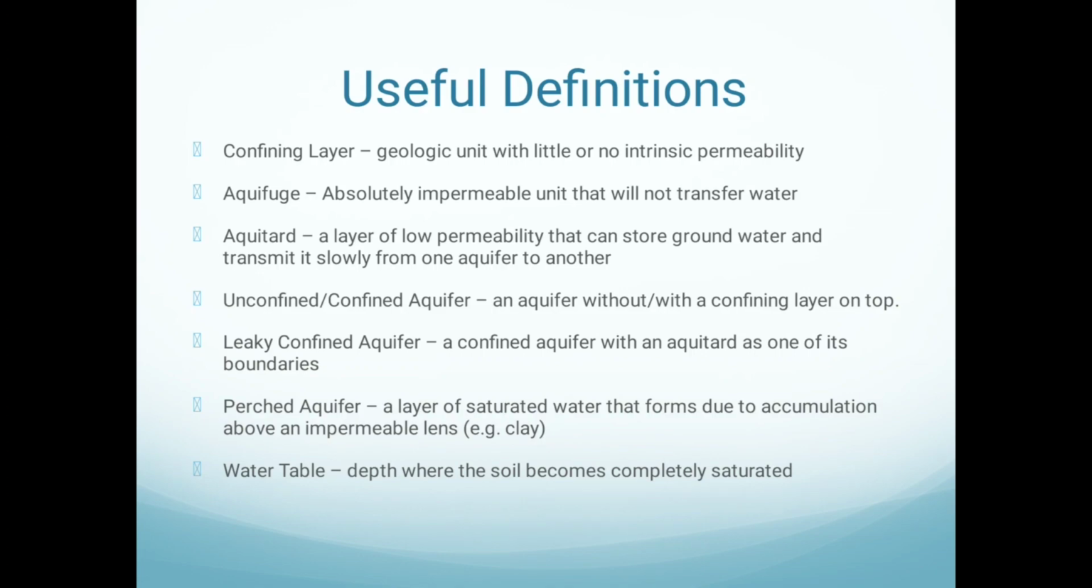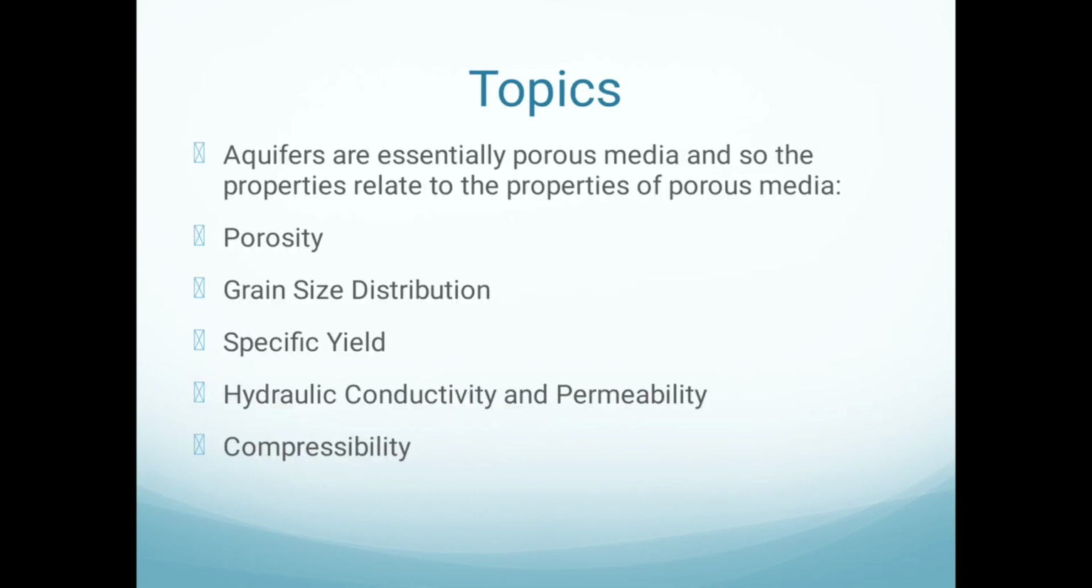Next one, leaky aquifer is a confined aquifer with an aquitard as one of its boundaries. Next one, perched aquifer, a layer of saturated water that forms due to accumulation above an impermeable lens. Example, clay. Last one, water table, the depth where the soil becomes completely saturated.